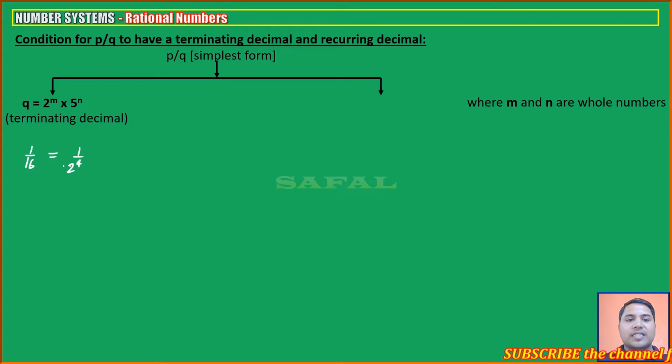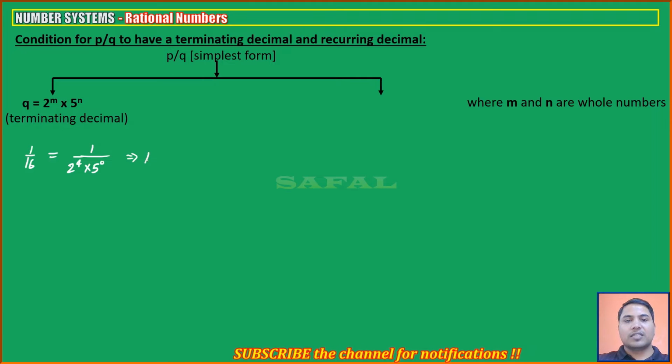So I can see that the denominator, I am able to express, maybe I can write 2 power 4 into 5 power 0, because 5 power 0 is what? 1 only. So I can see that the denominator is of the form 2 power m into 5 power n. So this will have a what? Terminating decimal. Okay, terminating decimal.